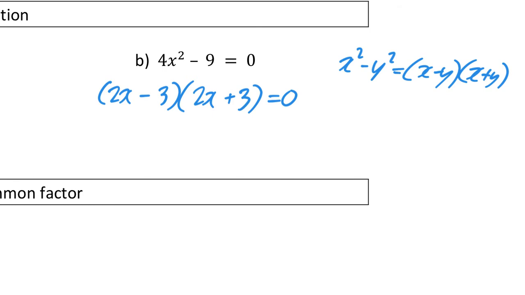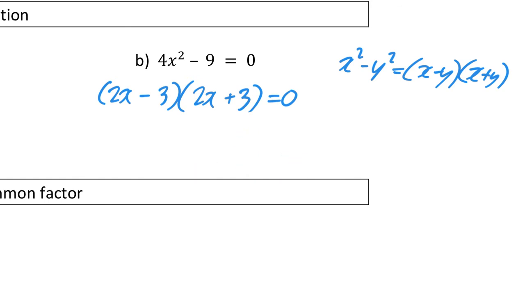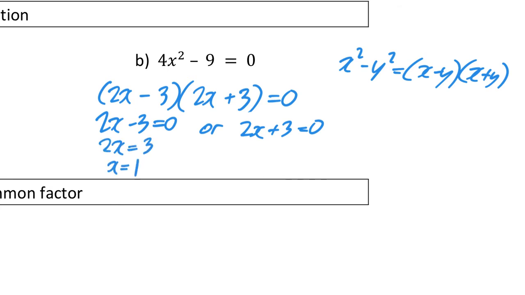We're now in this lovely state of mathematics where you've got a times b, something times something else, is equal to 0. And that only happens when either a is equal to 0 or b is equal to 0. So that means either 2x minus 3 is equal to 0 or 2x plus 3 is equal to 0, which means 2x is equal to positive 3, which means x is equal to 3 divided by 2, which is just 1.5, or over here, 2x is equal to negative 3, which means x is equal to negative 3 divided by 2, which is minus 1.5.